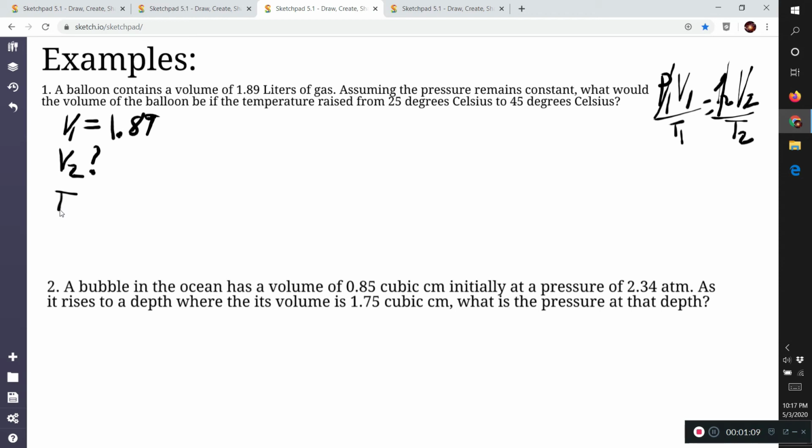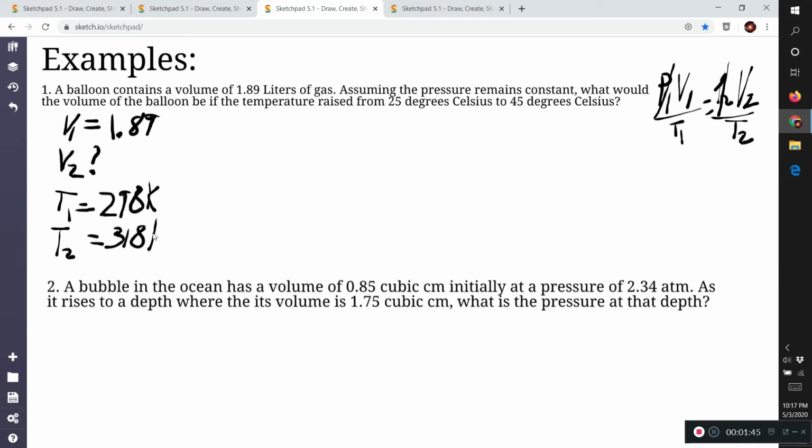So our T1, now we're in Celsius, we have to convert it. Remember, to convert it, we're going to add 273 to the number, right? Because to go from Celsius to Kelvin, you add 273. So 273 plus 25 is 298 Kelvin. And remember, that's the only unit that really matters, is we got to make sure we're in Kelvin. And it goes up to 45, so T2 would be 318 Kelvin.